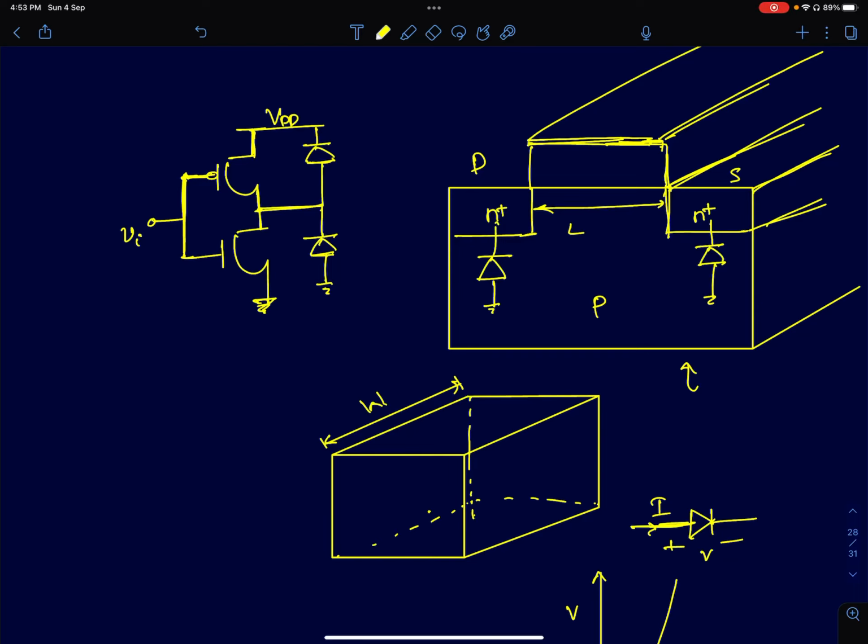Hi everyone. In continuation with our series of lectures on the different sources of power dissipation in a CMOS inverter, in this lecture we will look at another important source of power dissipation, which is the leakage power consumption.